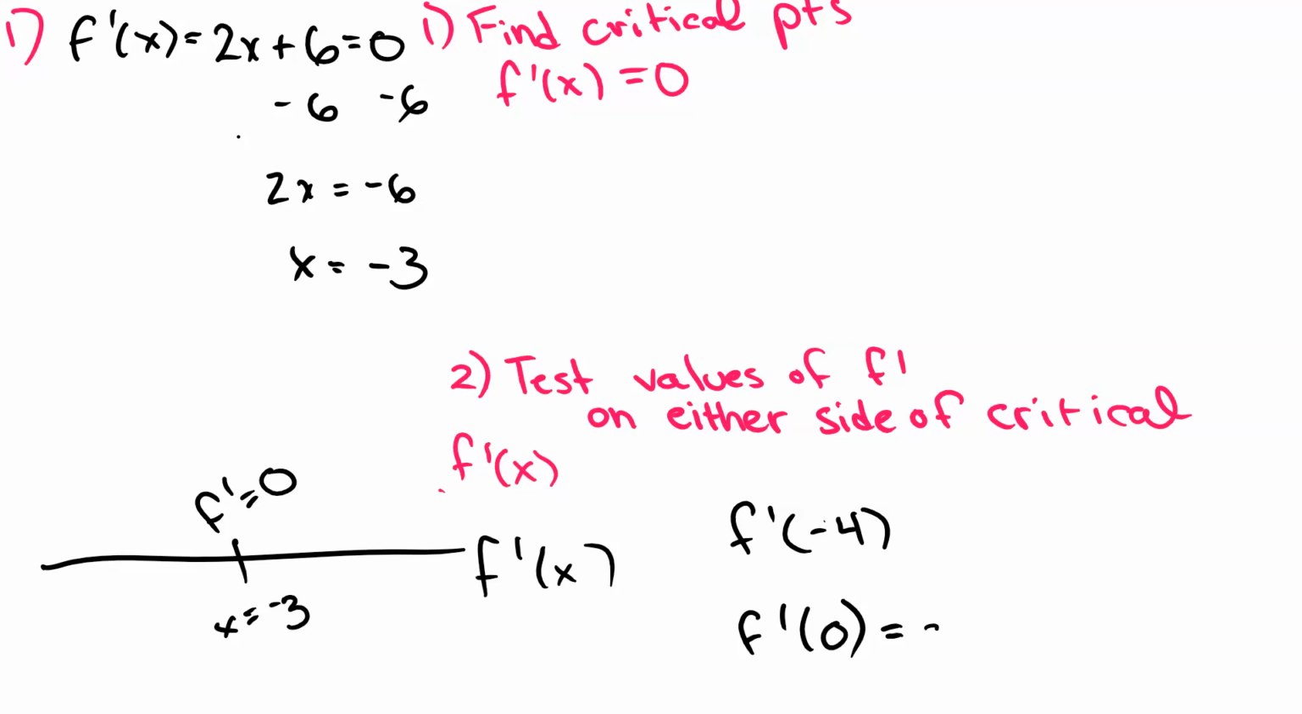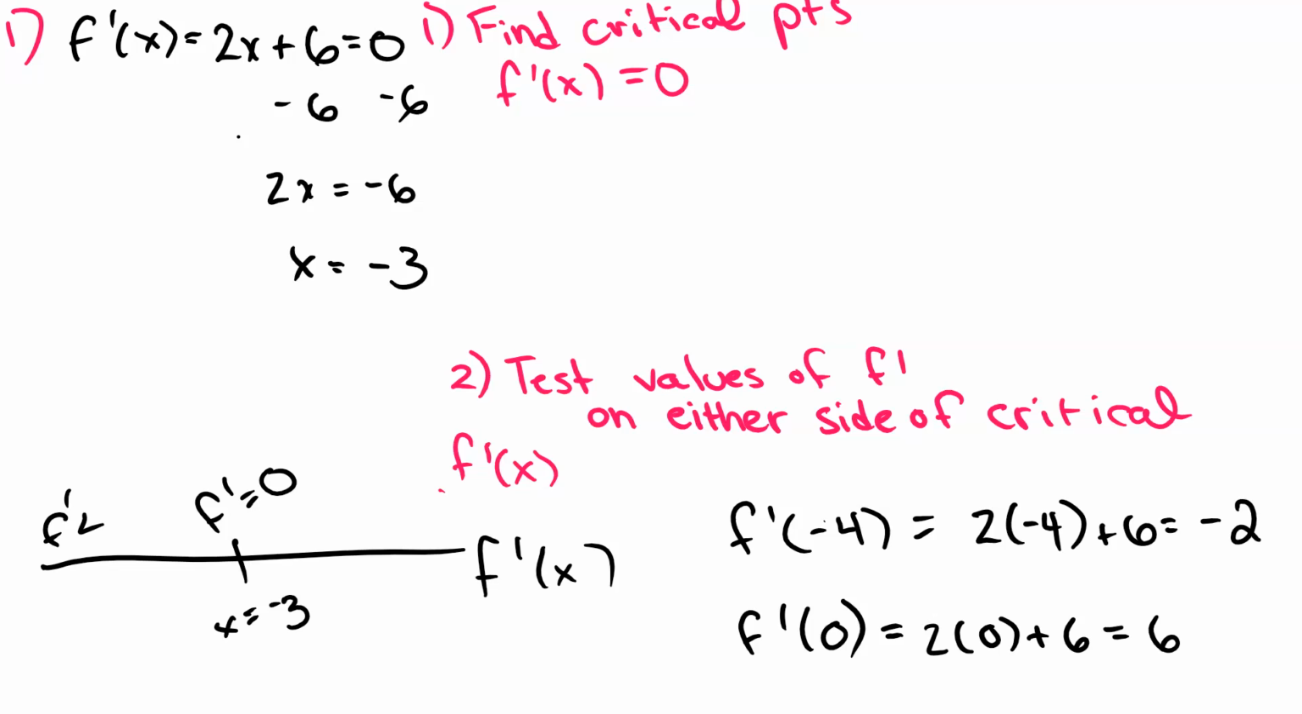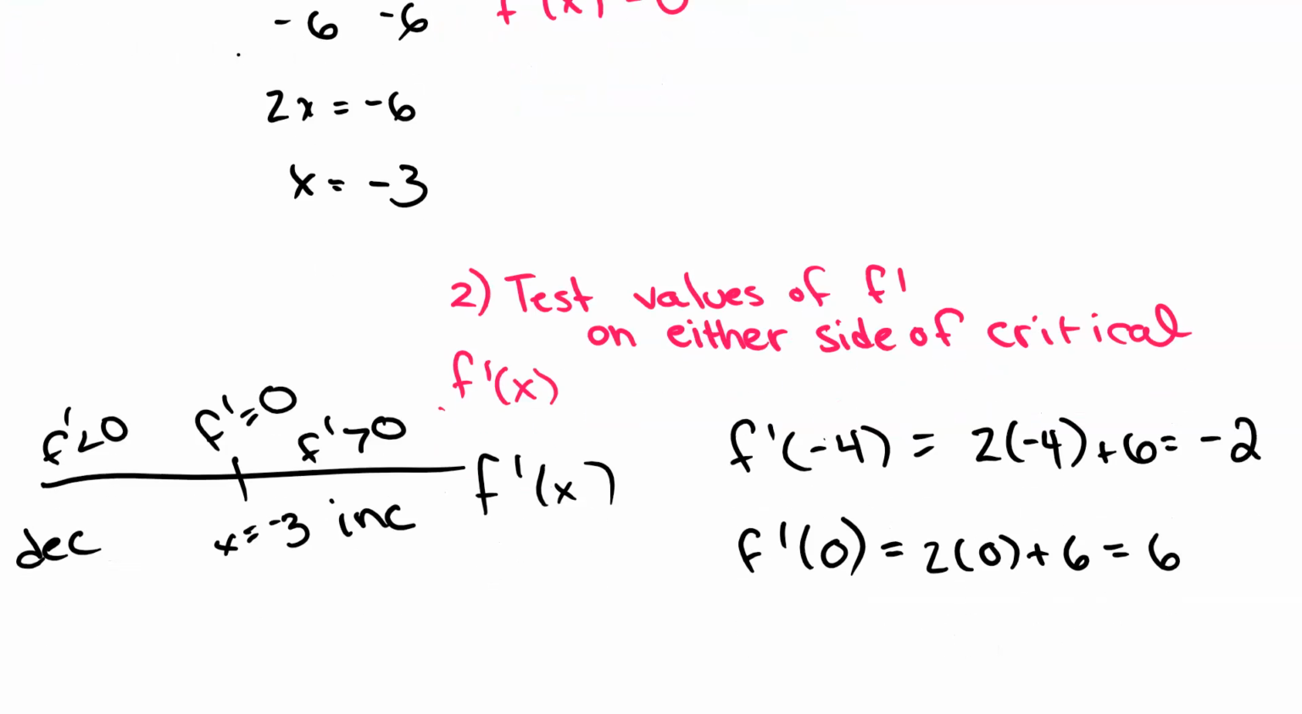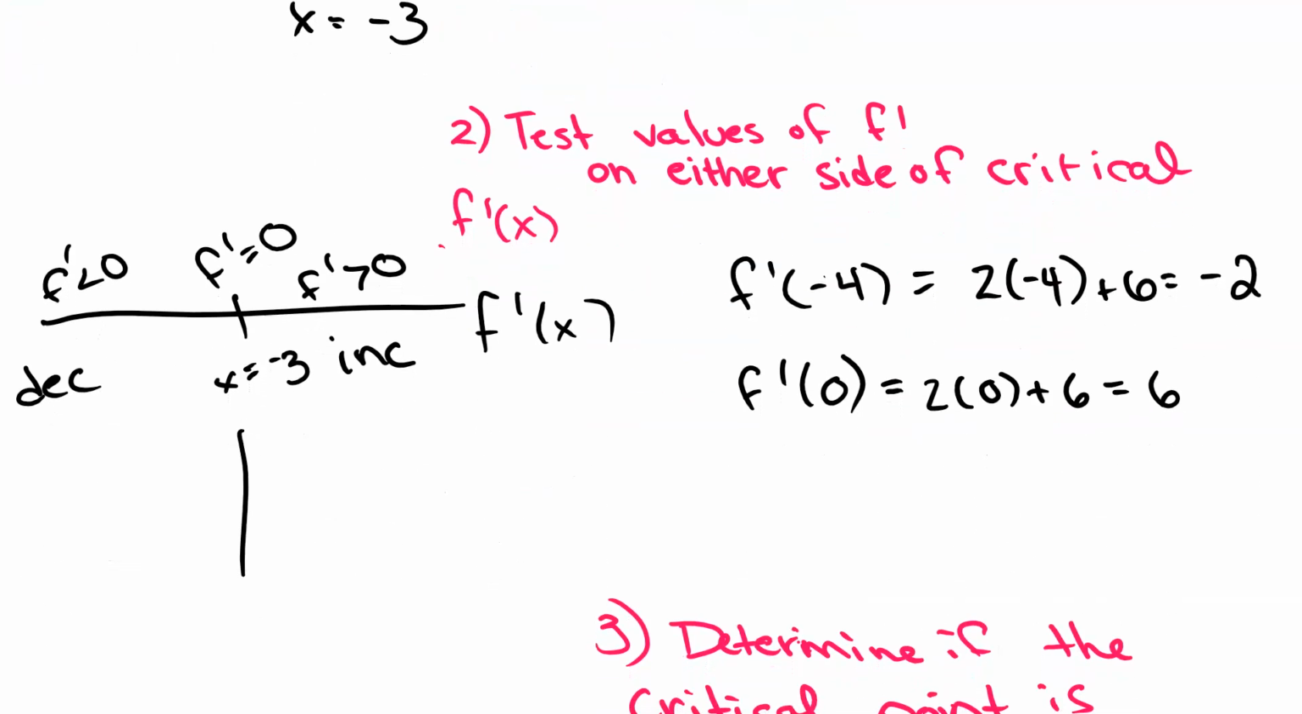So we've got 2 times 0 plus 6. 6, which is positive, and then if we do -4, we get -2. So on this side, our derivative is less than 0. On this side, our derivative is greater than 0. So we're decreasing and increasing. If we were to write that in interval notation, I'd have for my decreasing -infinity to -3, and -3 to infinity for increasing.